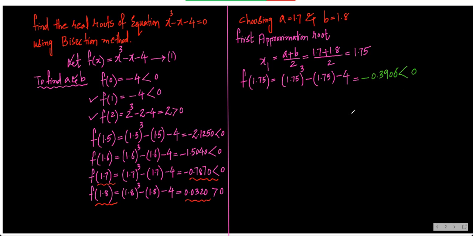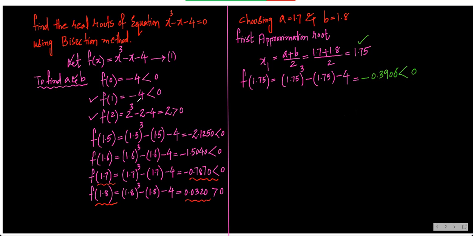Okay, so you are getting 0.3906. Can you check it once again, because I am getting 0.3900. Okay, no problem. So we can say that the root lies between, less than 0 means this is replaced by A, that is 1.75. The B value will be as it is.